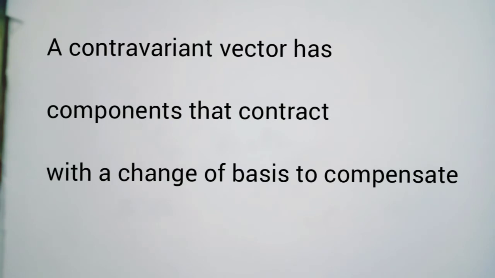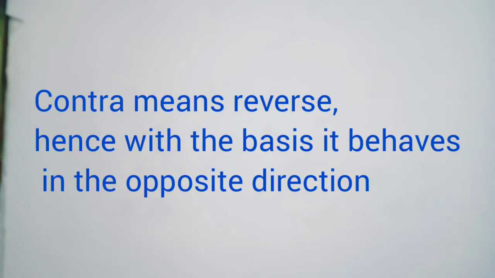Contra, we know contra in general in literature means actually opposite, right? So a contravariant vector has components that contravary with a change of basis. That means it happens in exactly the opposite direction. Contra means reverse, right? Hence with the basis it behaves exactly in the opposite direction, and we have shown you examples for that. So basis rotates clockwise, the components rotate counterclockwise.